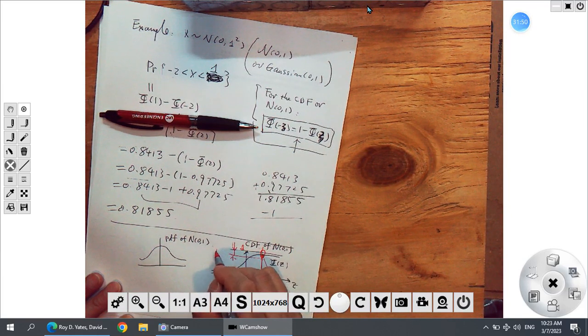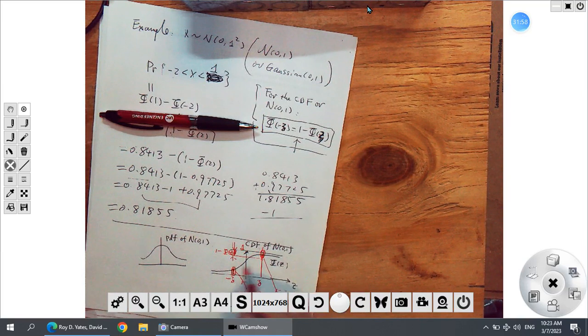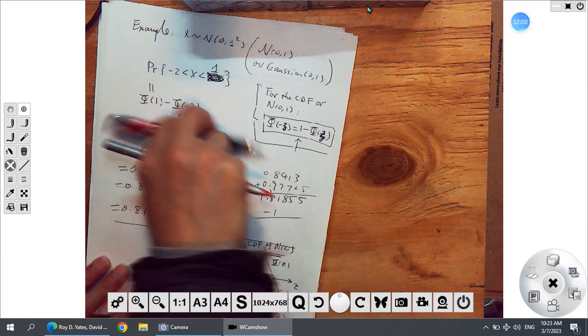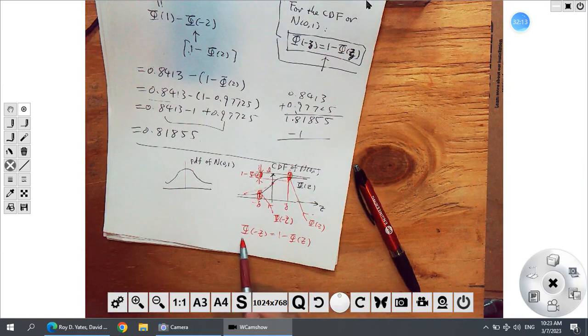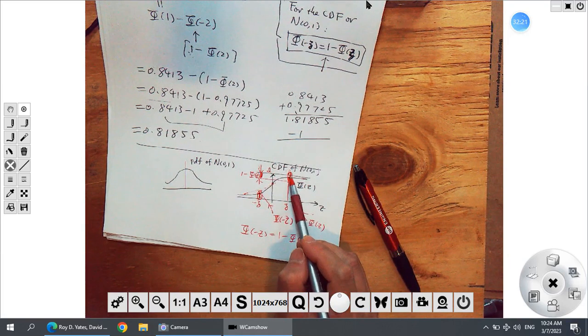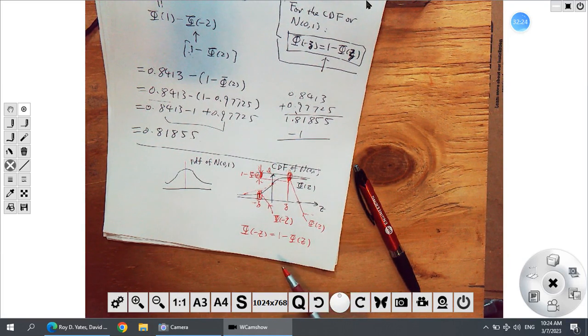This is 1 minus phi Z. This part and this part, they are the same. They're kind of symmetrical, right? You compare this one with this one, these two are symmetrical. It's like this: phi of negative Z is here, and 1 minus phi Z is here. These two are the same. So this calculation is based on this.